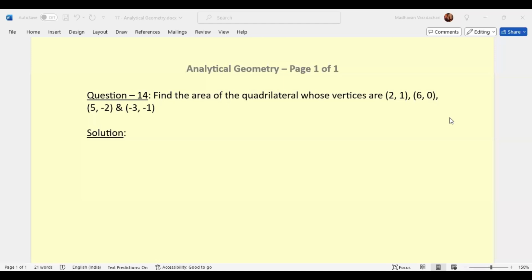Hello everyone. This is in continuation to our topic analytical geometry. This is question 14. Find the area of the quadrilateral whose vertices are (2, 1), (6, 0), (5, -2) and (-3, -1). Let us draw one quadrilateral first.